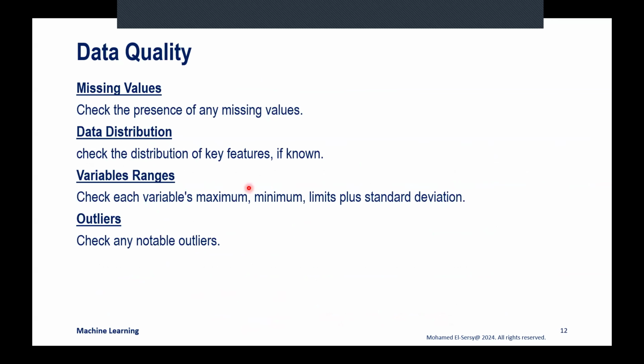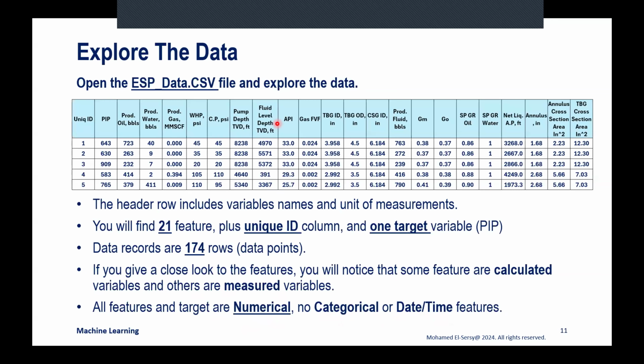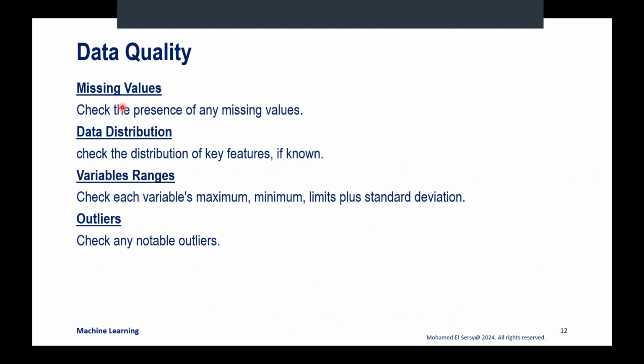So after we have explored the data, we need to check for any missing values. This is a sample data set, so we don't have any missing values in this data. And for the data distribution, we need to check the distribution of each feature and the histogram, and we need to know the variable range: the minimum and maximum, and the limits of each parameter. And we need to identify any outlier if it exists.